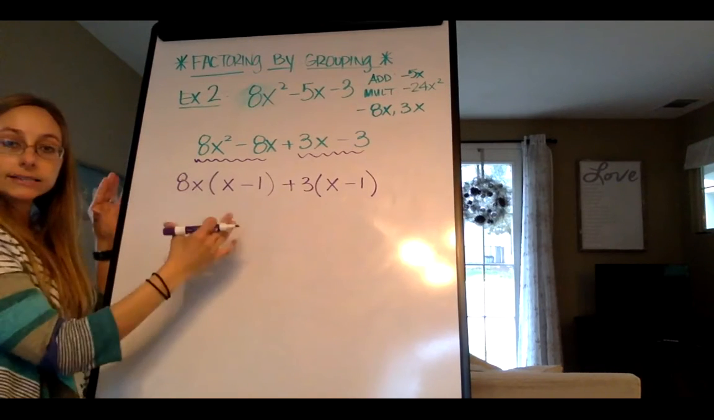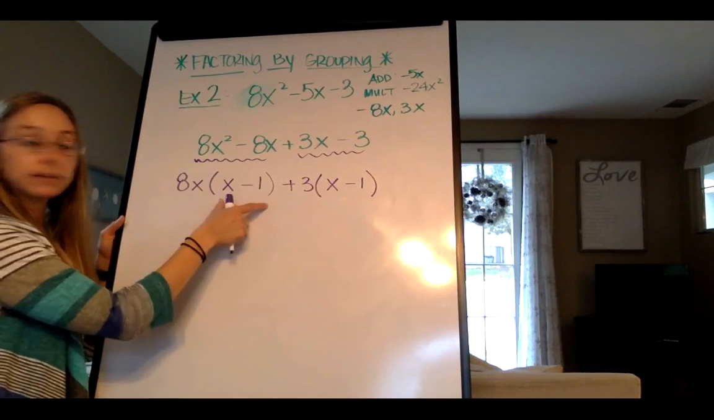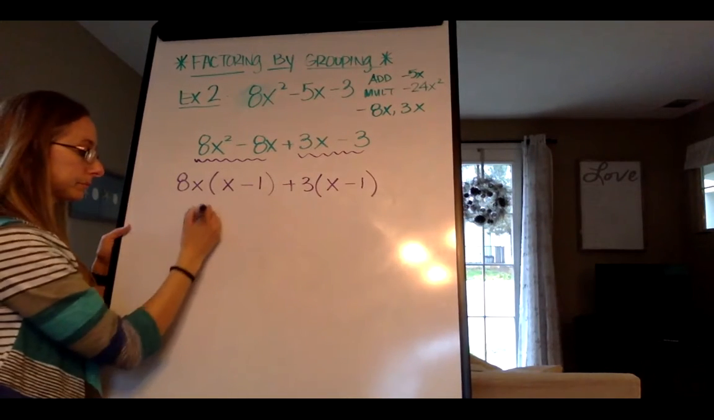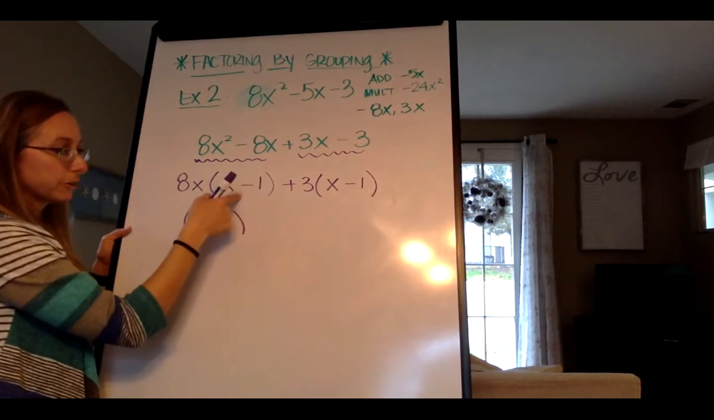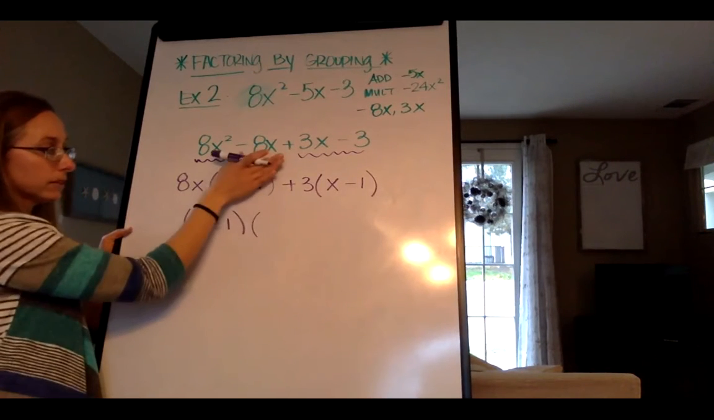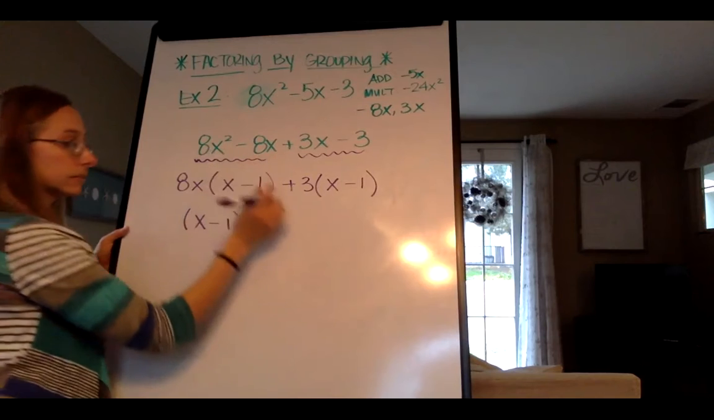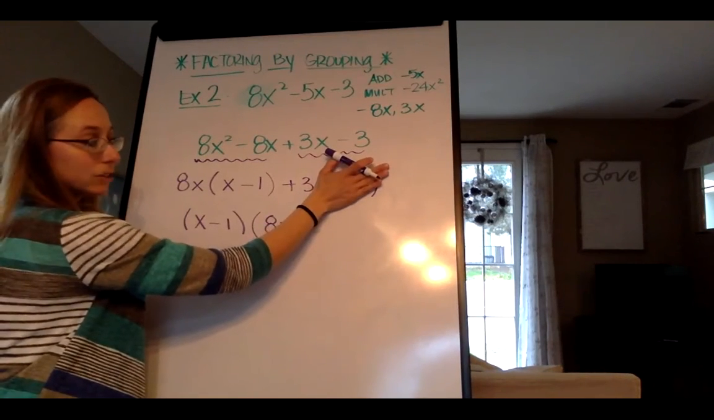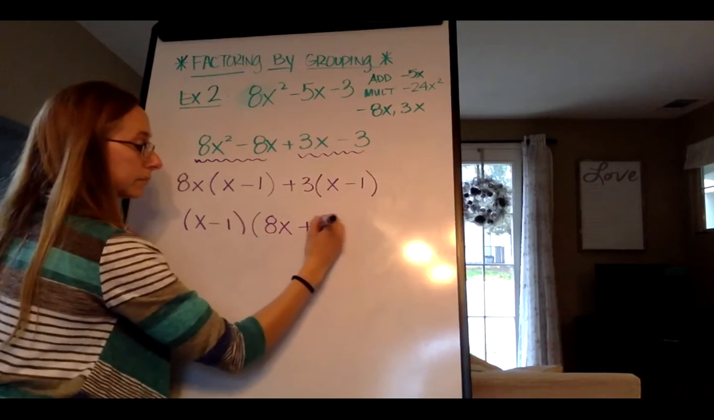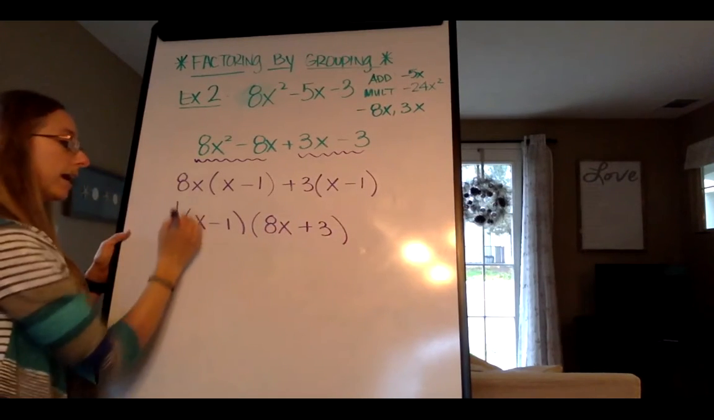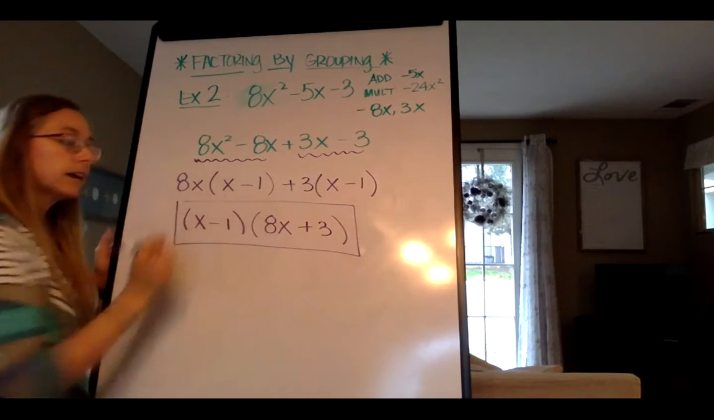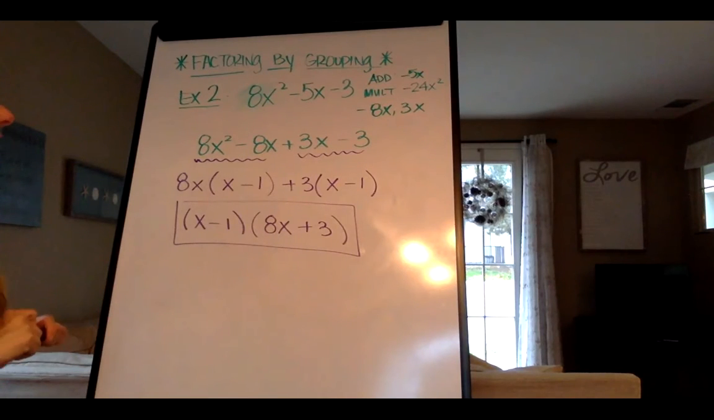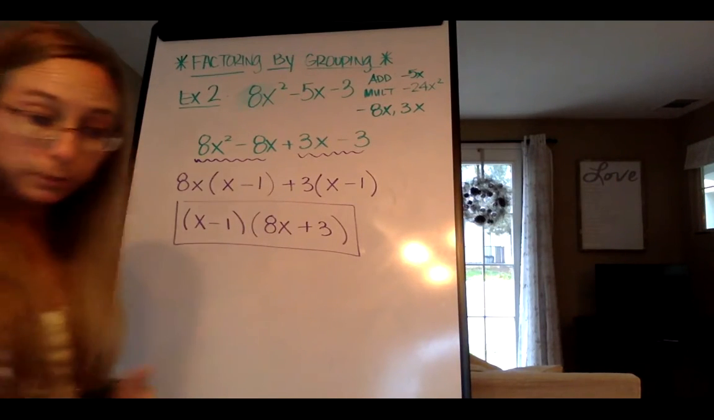Okay, looking at it as a whole, they both have in common that x minus 1. So factor out the x minus 1. Factoring that out for the first term, what are we left over with? We are left over with 8x. Factoring out x minus 1 from the second term, you're left over with 3. Okay, so we have x minus 1 times 8x minus 3. And that's how to factor by grouping.